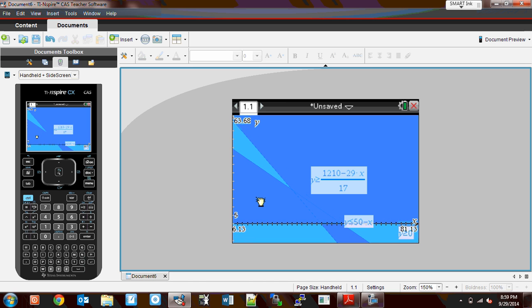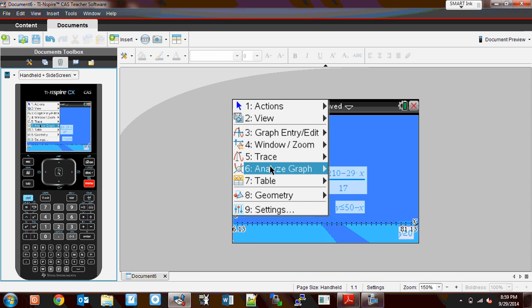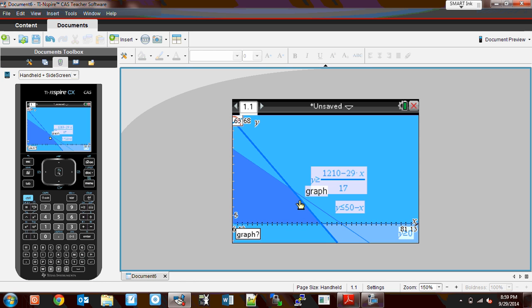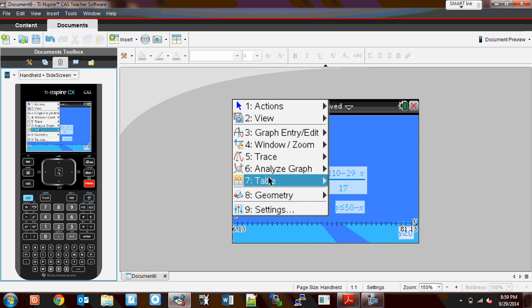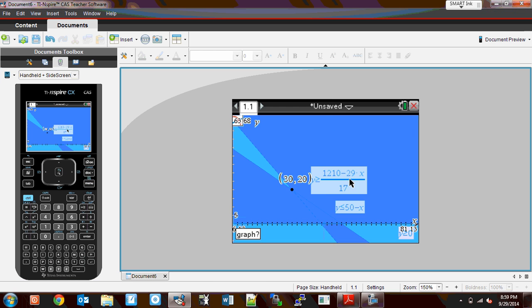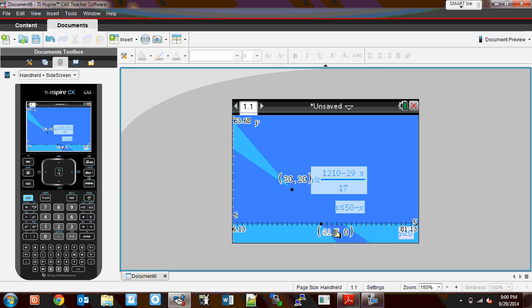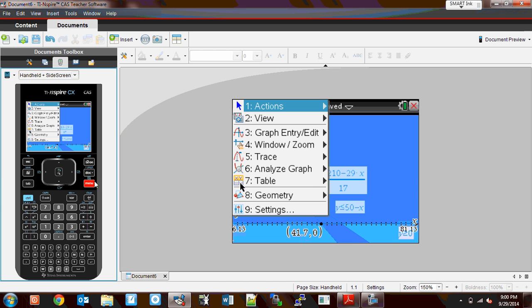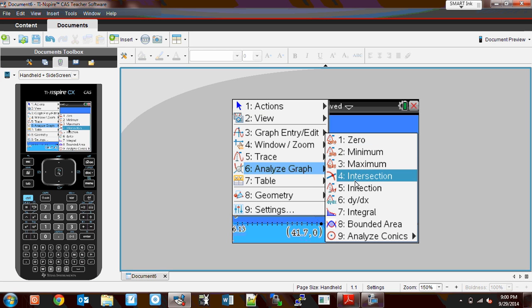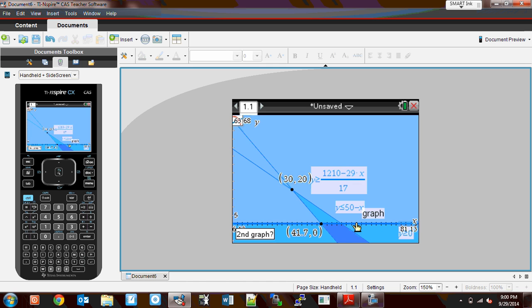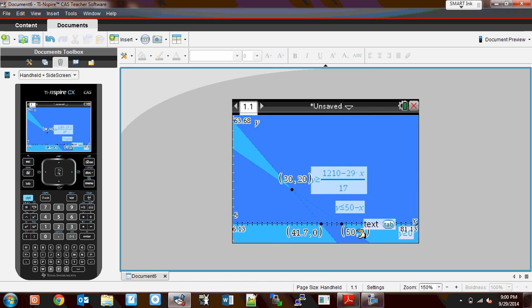Okay, you can move this around by grabbing it. So we have 3 points we're going to have to find. So let's go ahead, Menu, Analyze Graph, Intersection. Pick this graph, pick that graph, lower, upper, so there's one. Menu, Analyze Graph, Intersection, pick this one, lower, upper, so there's the other one. And then Menu, Analyze Graph, Intersection, pick this graph, pick that graph, lower, upper.